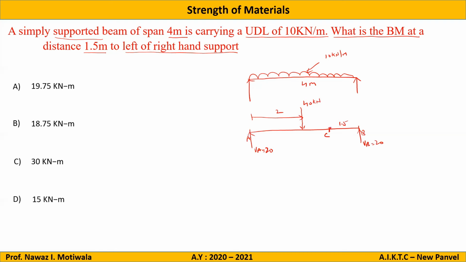So simple. At point C, take the moment on the right hand side. Because there is only one force, I will write MC is equal to 20 into 1.5, which is equal to 30 kilonewton meter. The answer is C.